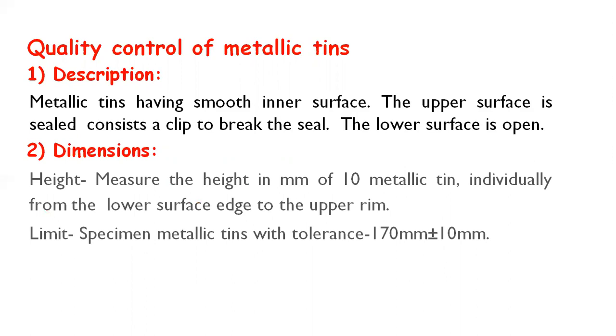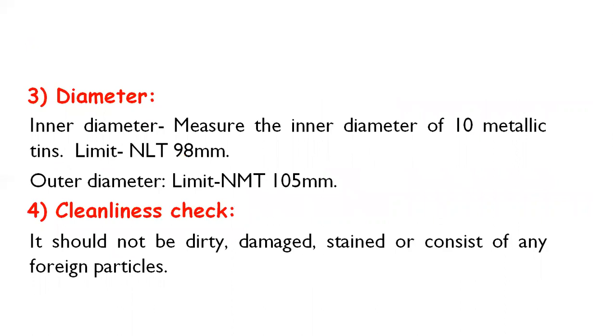Limit: specimen metallic tins with tolerance 170 millimeter plus minus 10 millimeter. Inner diameter should not be less than 98 millimeter. So measure the inner diameter of 10 metallic tins. Outer diameter should not be more than 105 millimeter. Cleanliness check: it should not be dirty, damaged, stained, or consist of any foreign particles.